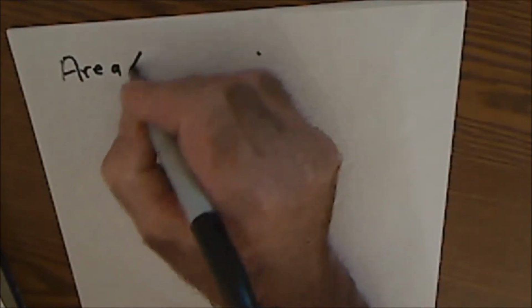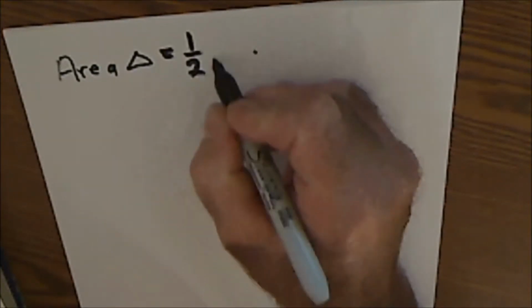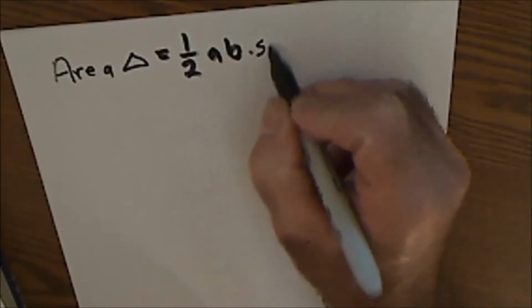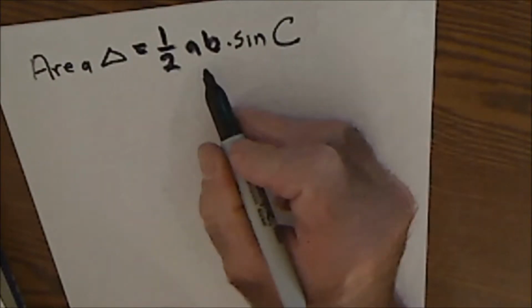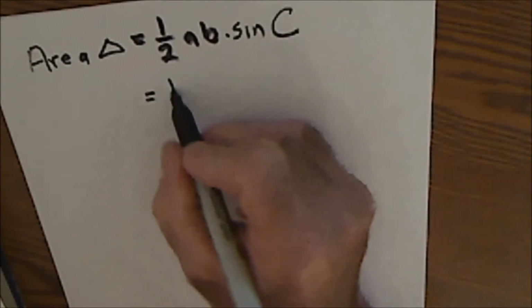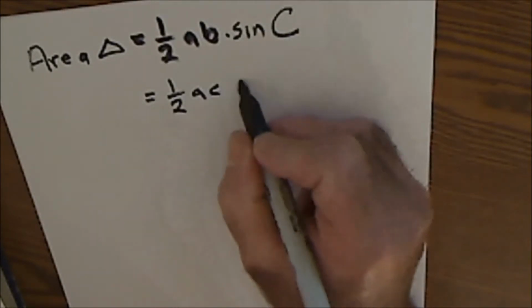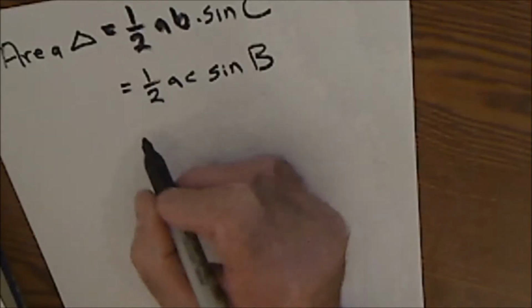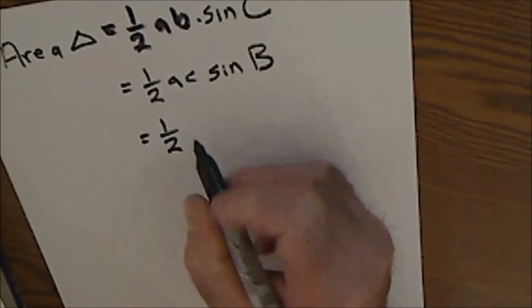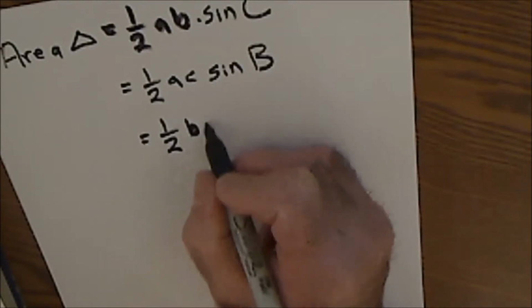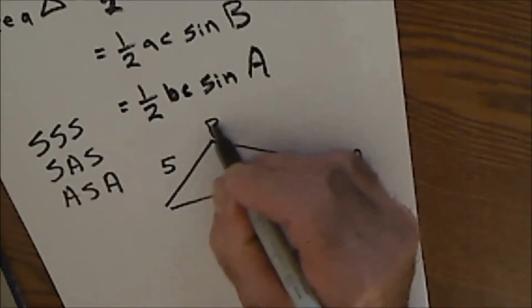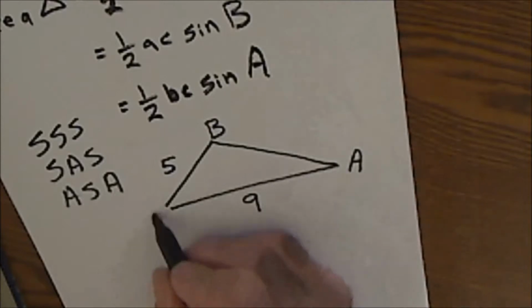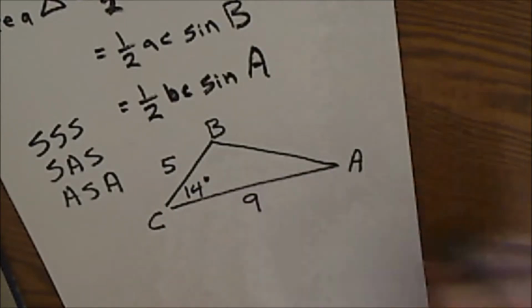Okay, so there's three equations for area of a triangle. The first one's going to be 1/2 AB sine of C. This angle is always between these two given sides. Or you could write that equation 1/2 AC sine of B. Or you could write that equation 1/2 BC sine of A.